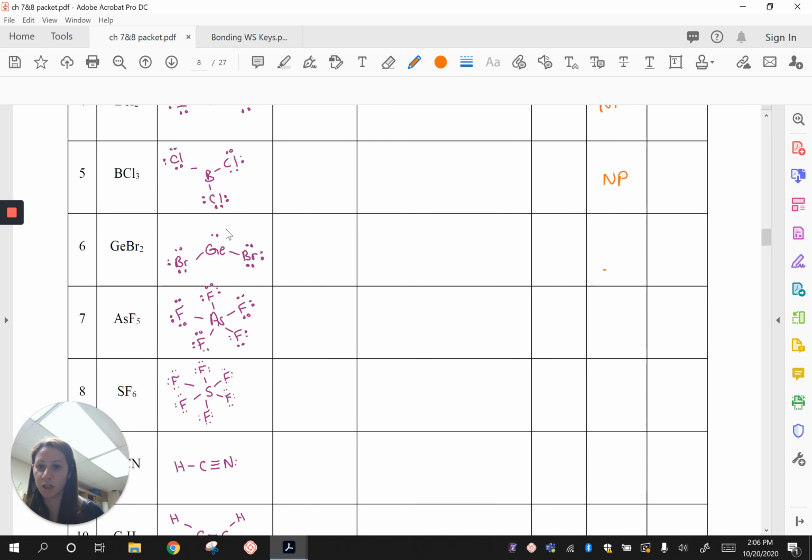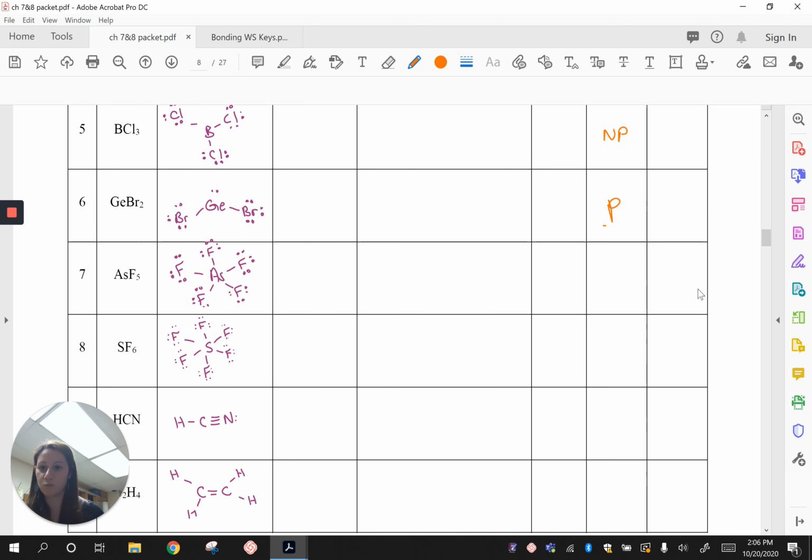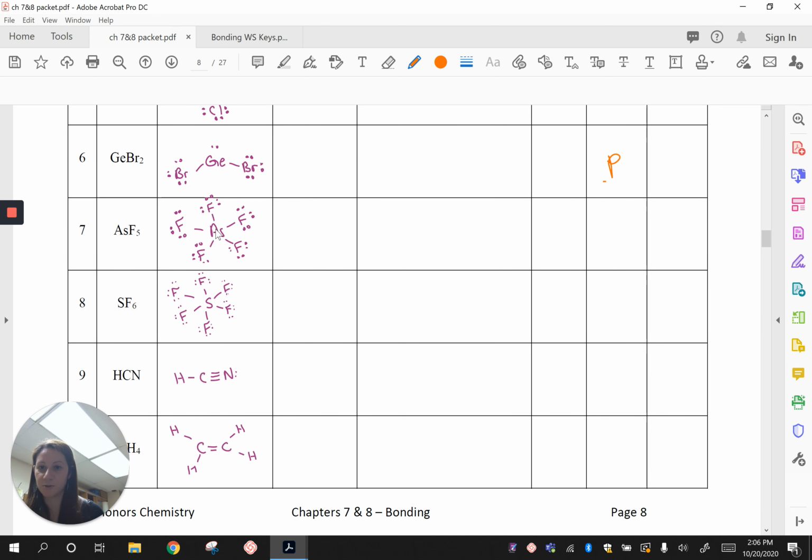Okay, next one, GeBr2. You see single bond bromine, lone pair, that is polar. It's not the same all around. Next one, AsF5. Center of your molecule, everything around it is the same, all single bond fluorines, and so that is non-polar. Next one, SF6. Again, center of your molecule, everything around it is the same, so that would be non-polar. And again, for all these that are non-polar, if I were to switch one of these fluorines with a chlorine, then it would be polar.